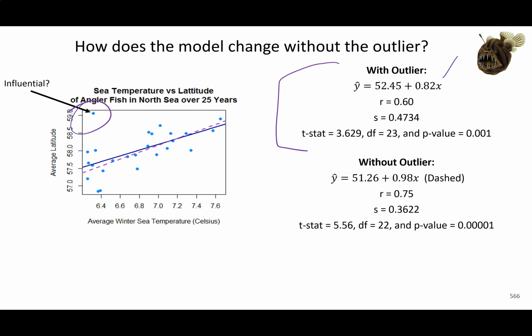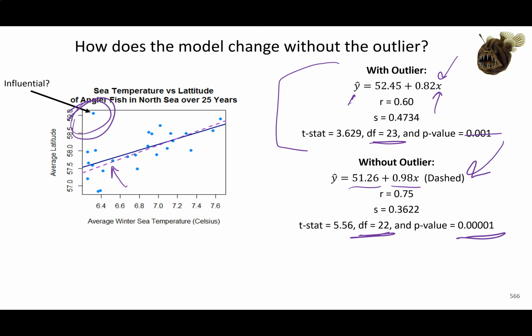So without my outlier, I get y hat equal to 52.45 plus 0.82x. Remember to label what y hat and x are. With, so this second dashed line, 51.26 plus 0.98x. It does look fairly similar. Note the main thing, you will have a degree of freedom change here. So without the outlier, it does look like, yes, this model fits better.